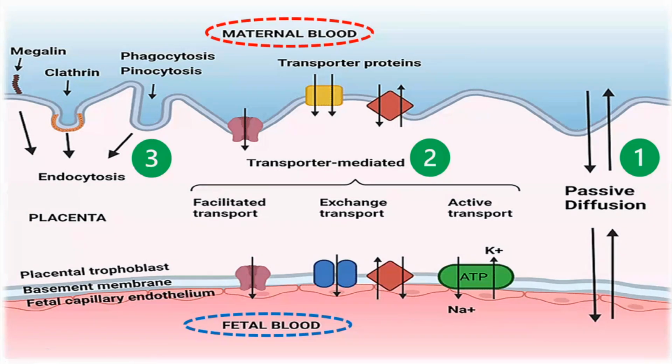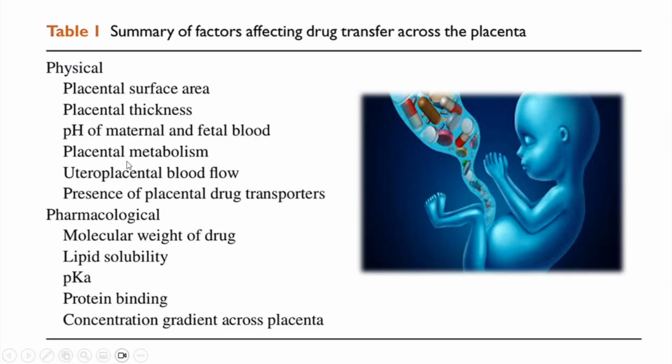Again, next we are going into the factors that affect placental transfer. There are 3 main mechanisms: passive diffusion, transporter mediated, which can be facilitated or active, and finally endocytosis, either phagocytosis or pinocytosis. So this is the summary of factors affecting drug transfer across the placenta. This is from the PDF that I shared.